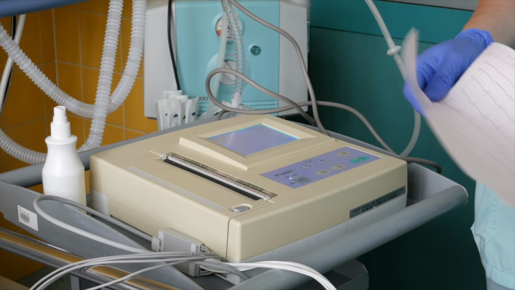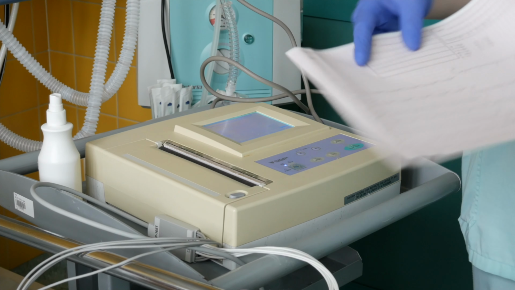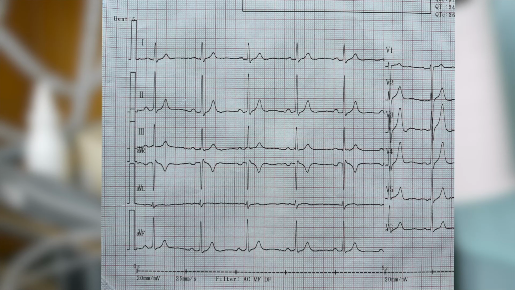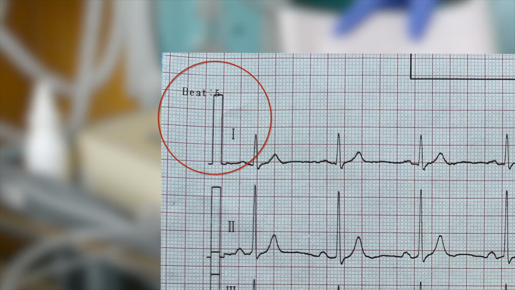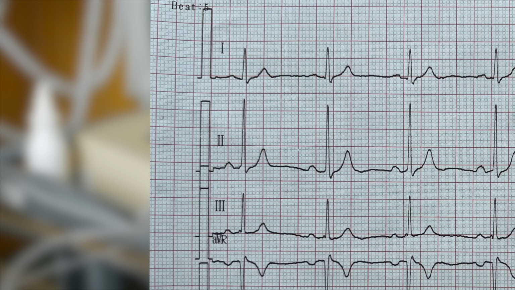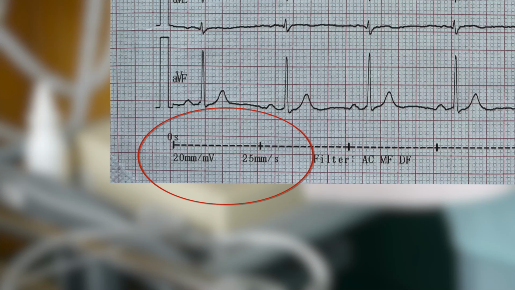The ECG is recorded on millimeter paper. To correctly interpret the values, we must set the scale for 1 millivolt, which usually corresponds to an amplitude of 10 millimeters. The standard paper speed for recording EKGs is 25 millimeters per second.